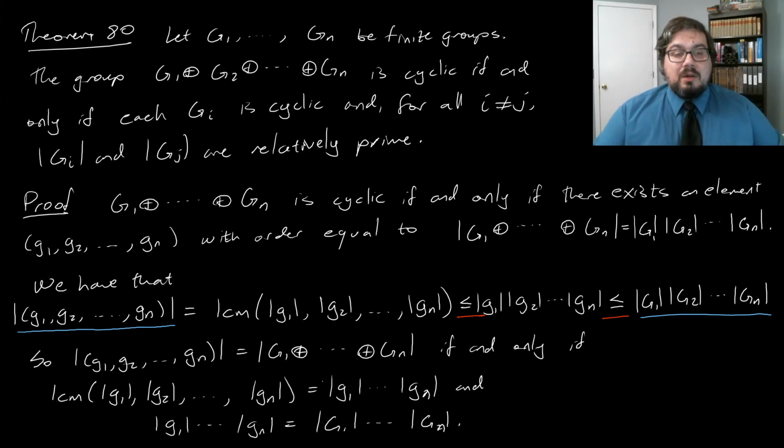All right, so now what we're trying to show is that these two conditions happen, or rather there exists an element (g1 through gn) which makes this happen, if and only if each Gi is cyclic and their orders are relatively prime.